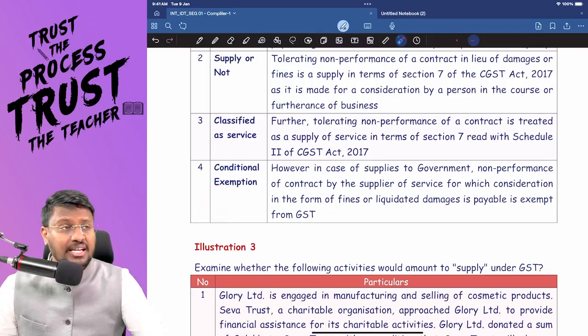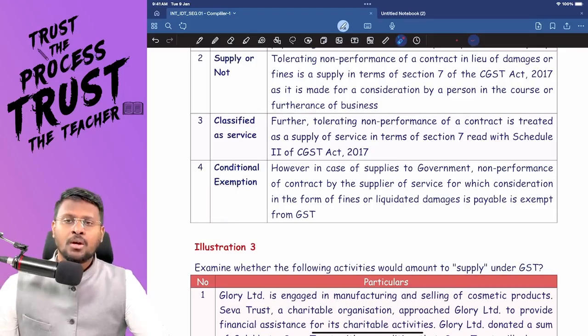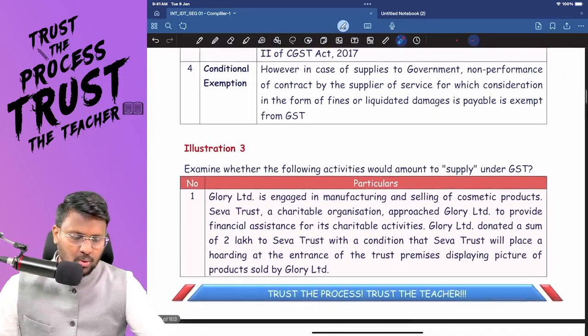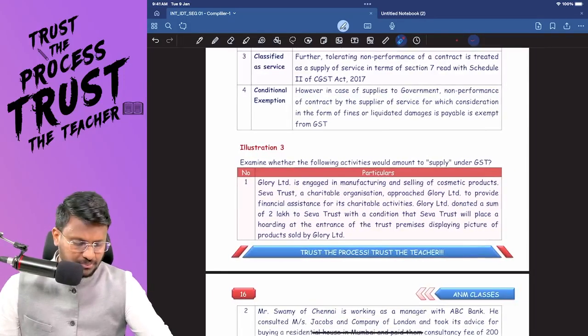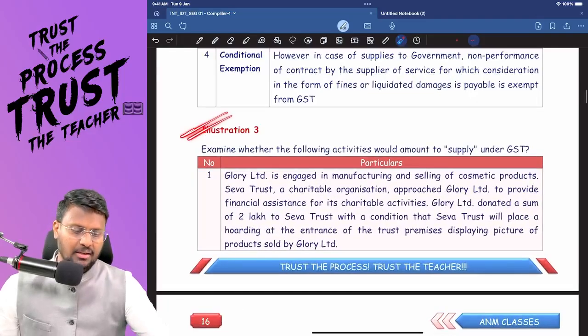In that, we'll be discussing, S stands for Sarkar. Service provided by the government by way of tolerating an act for which the consideration has been paid by way of fine or liquidated damages are exempt from GST. Fantastic to the core. Are you all comfortable, sir? Question number 3 is the target.